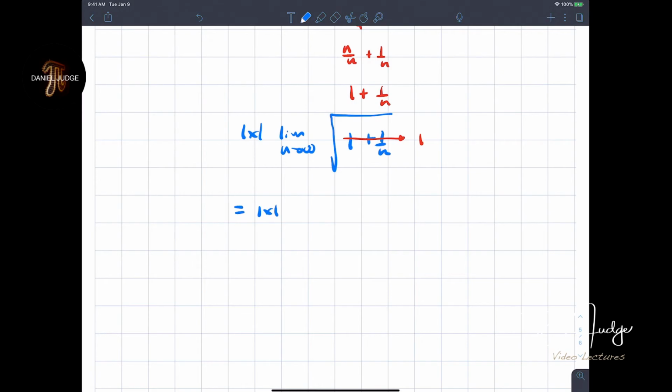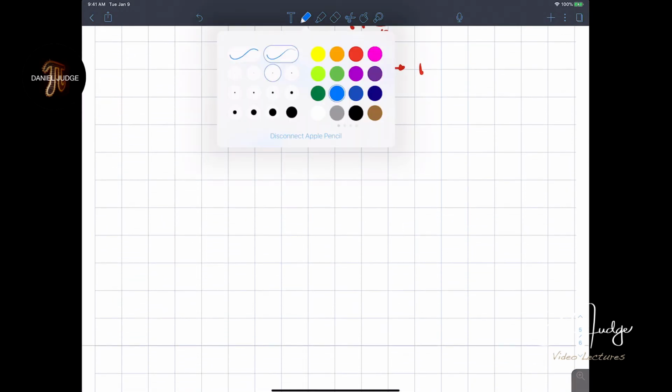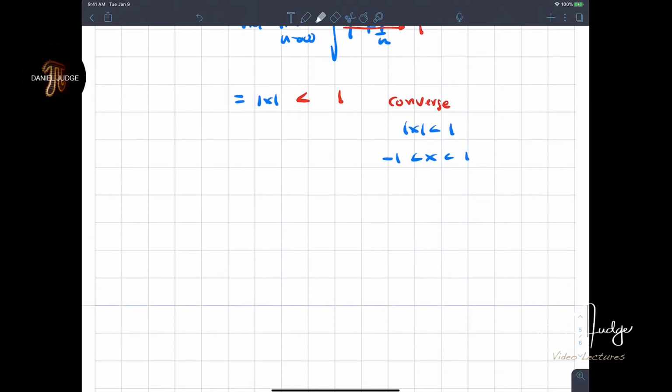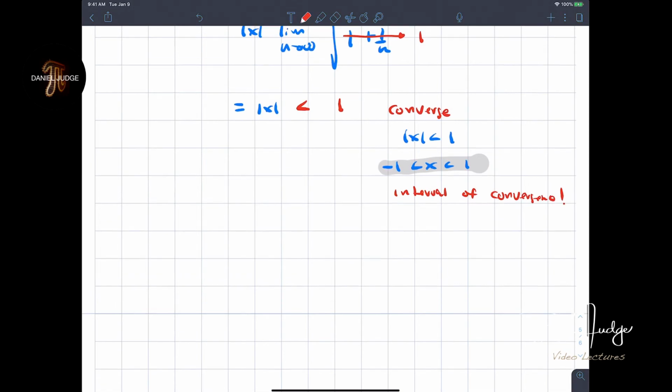And what do you have to have in order to have convergence? This has to be smaller than 1 in order for the series to converge. So for convergence, your absolute value of x is smaller than 1, and by definition, -1 to 1 is what we're going to start to call an interval, ladies and gentlemen. So you have an interval of convergence.